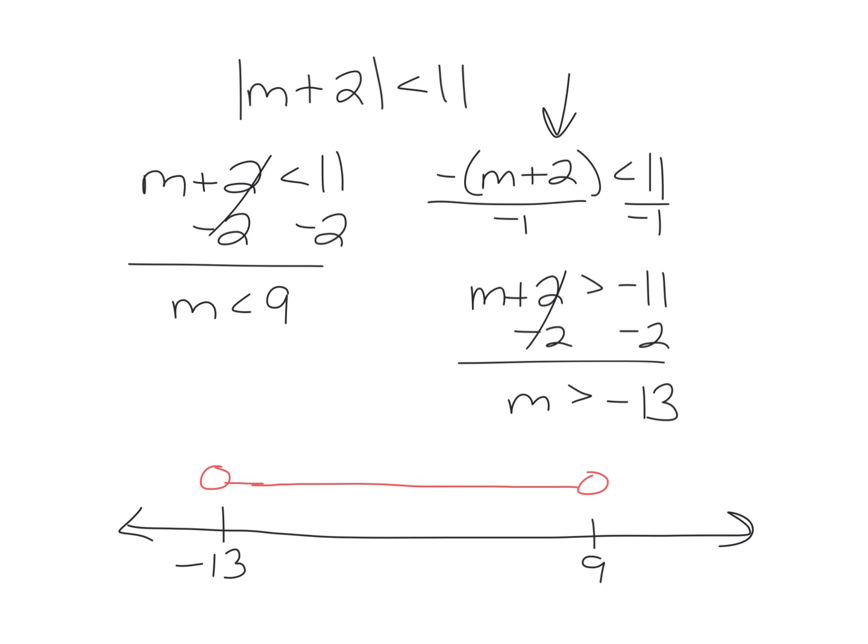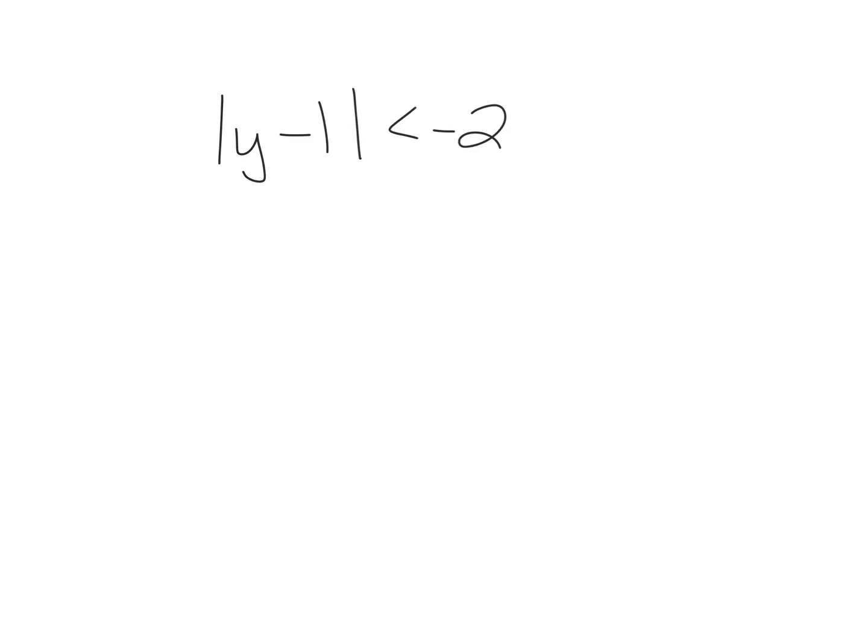Okay? Go ahead and try this one for me. Start with your case 1 and case 2, and then solve and graph. When we see absolute values, what do we have to think of? What's our first step with absolute values? Case 1 and case 2. What's case 1 always? Keep it the same, right?